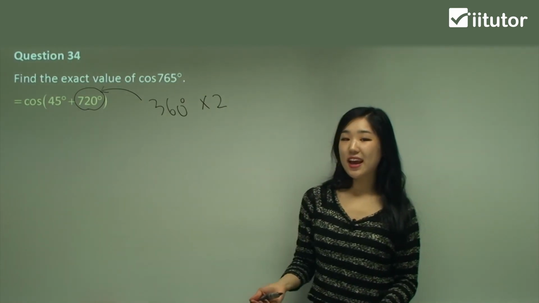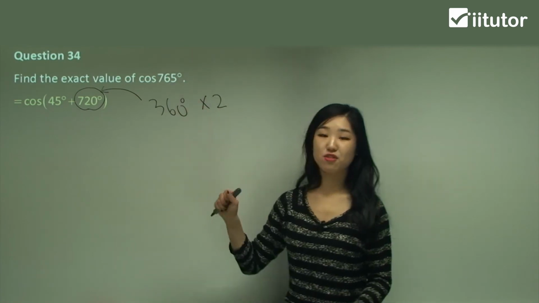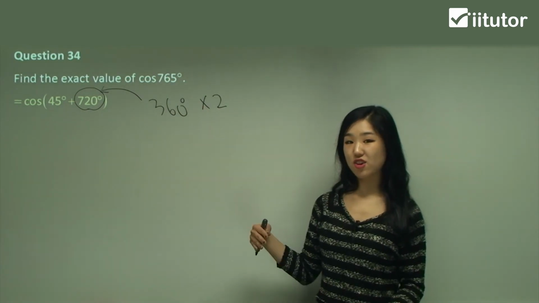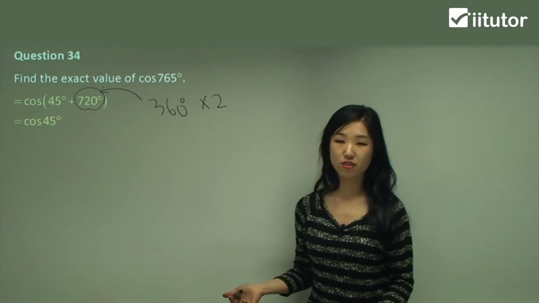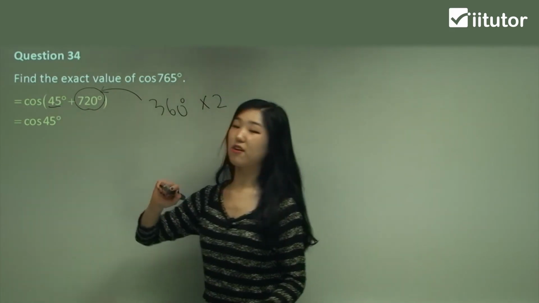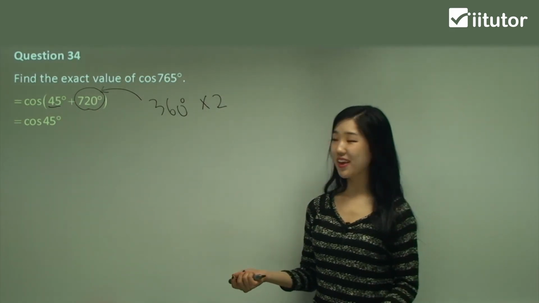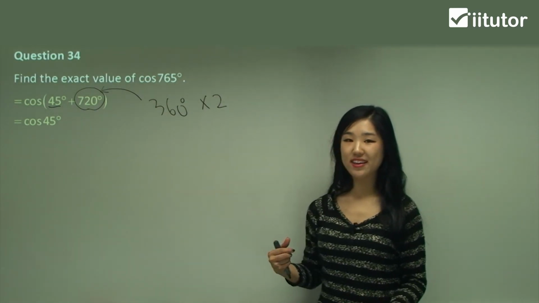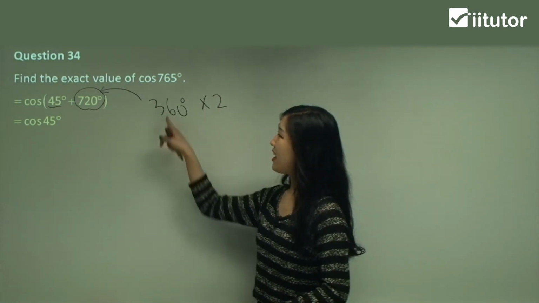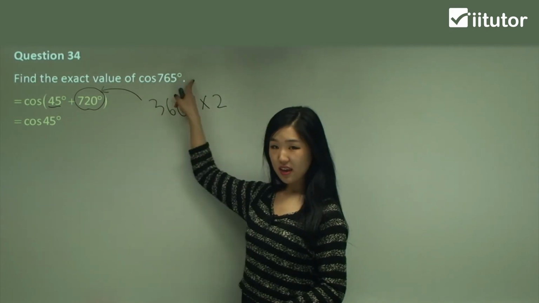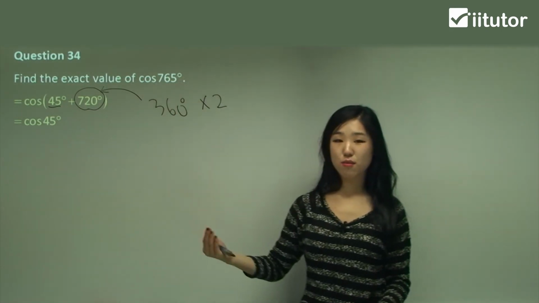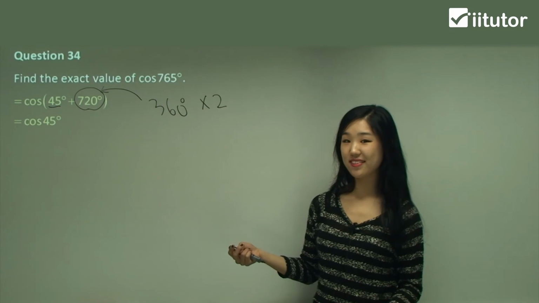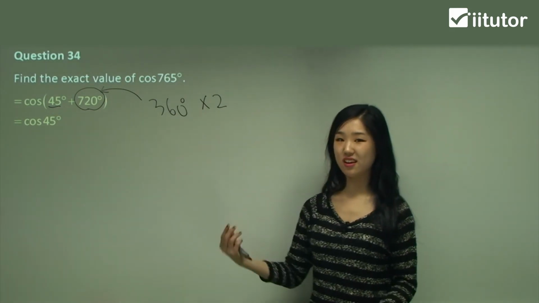So all I can say now is that cos 765 degrees, I can change that to just cos 45 degrees. That's where the cos 45 degrees comes from. This has the same result, so it's just a different way of writing it. All I did here to get to there is subtract 360 degrees twice. So now I get a decent looking number.